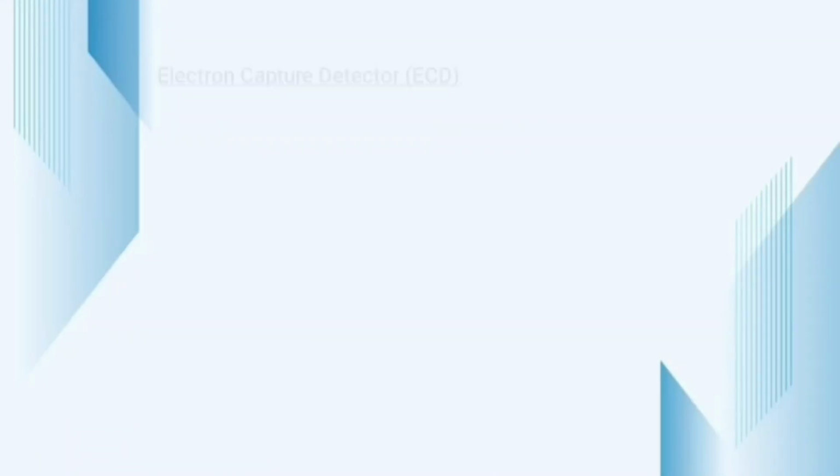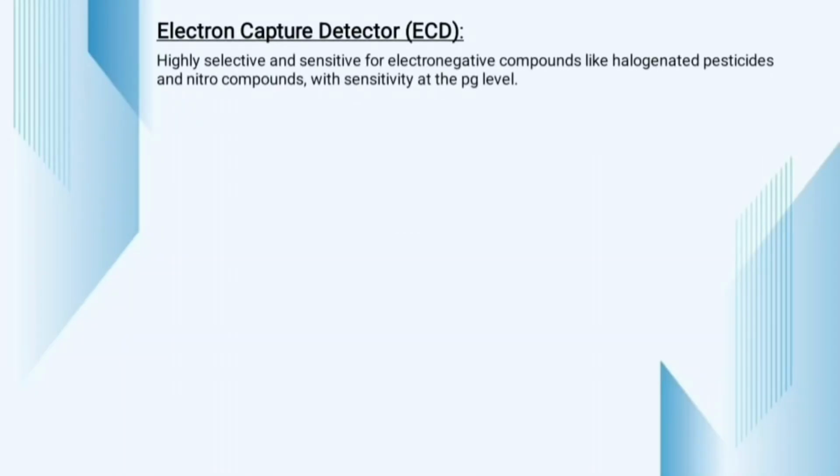And next, electron capture detector. It is a highly sensitive gas chromatography tool used to detect trace amounts of electronegative compounds such as halogens and nitro compounds. It operates by using a radioactive source.